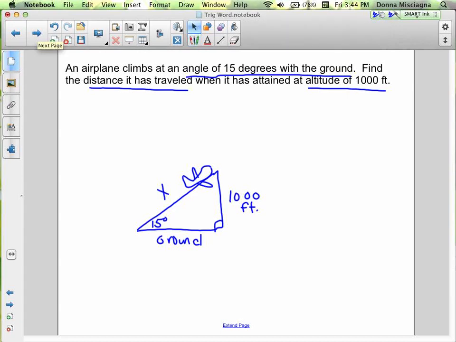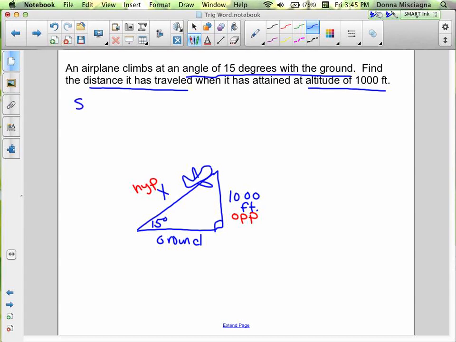Let's label our sides relative to our angle of reference. Across the triangle we have the opposite side, and across the right angle is the hypotenuse. Excuse me, this is not tangent because we have the hypotenuse. It's sine. We have so many tangent ones. Sine uses opposite and hypotenuse. So we have sine 15 equals the opposite side, 1,000, divided by the hypotenuse, x.